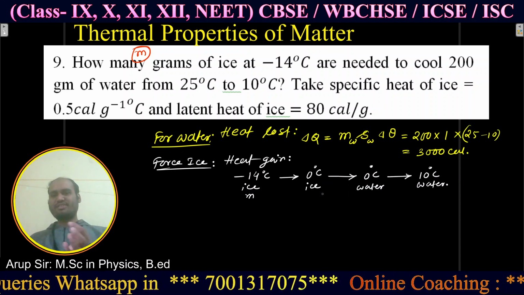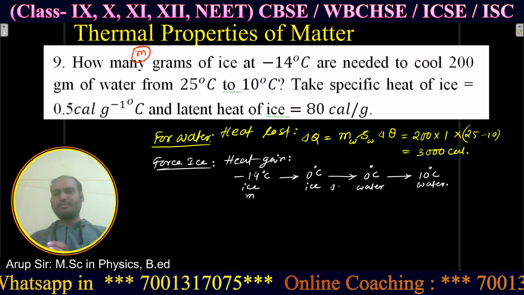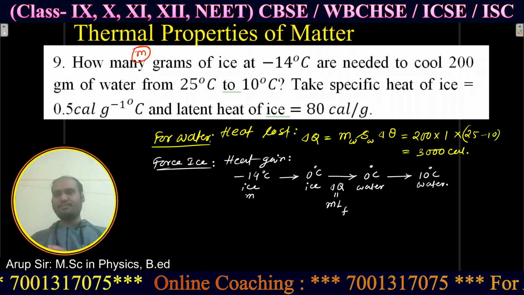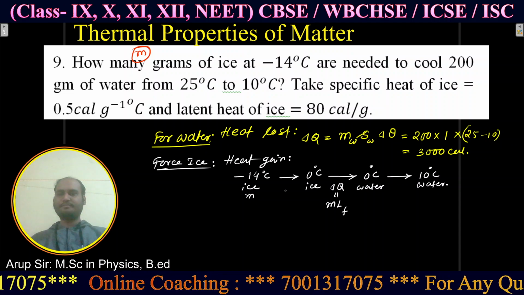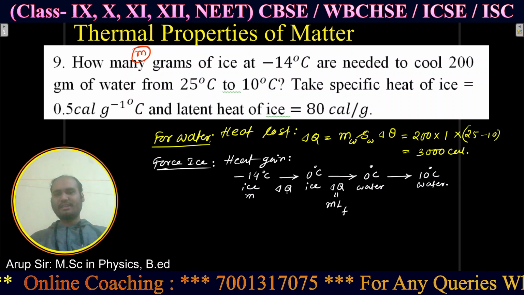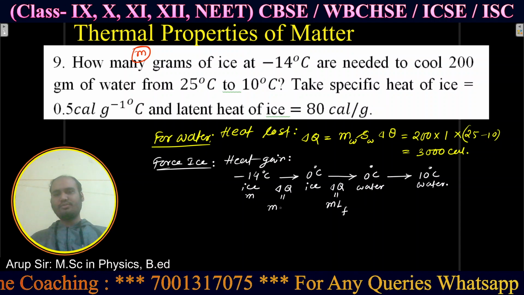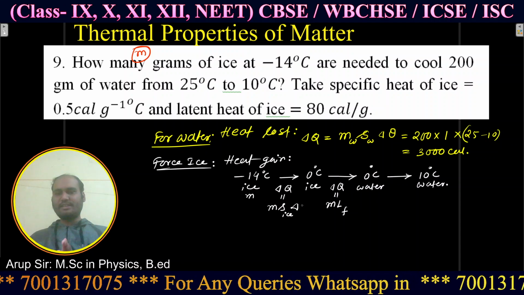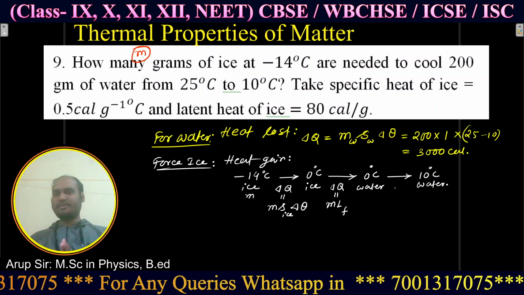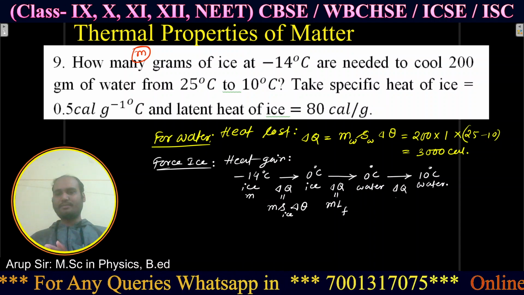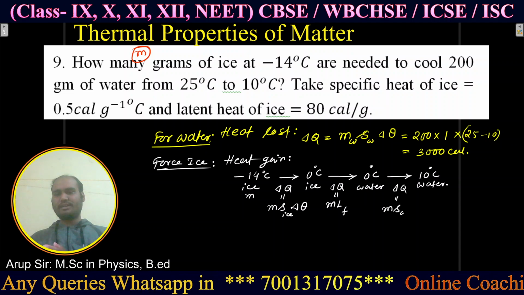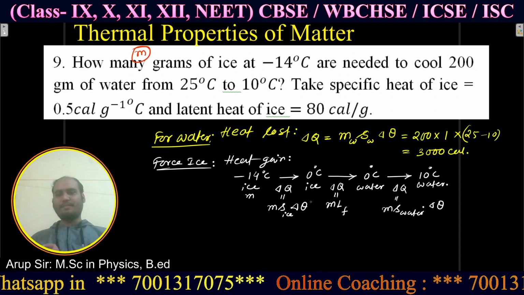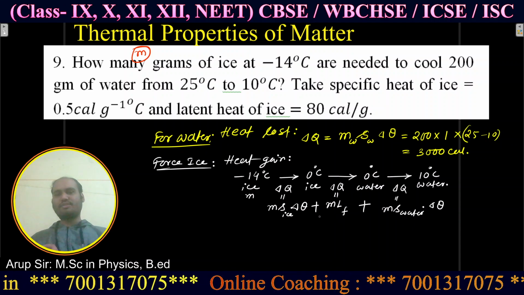Where state change takes place, the formula for delta Q is m into L. Here it is the fusion process, so LF. For the first case, delta Q is equal to mass into specific heat of ice into the change in temperature, delta theta. Here also, because the change in temperature is taking place, m into s of water into delta theta. Now put in all the values and add all these terms, because these are the total heat gain.